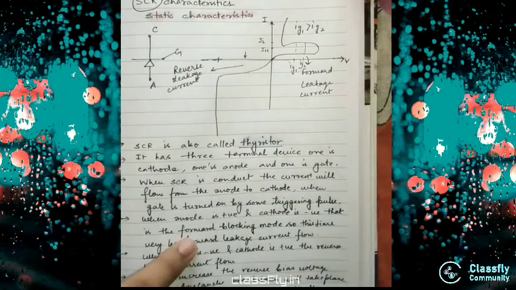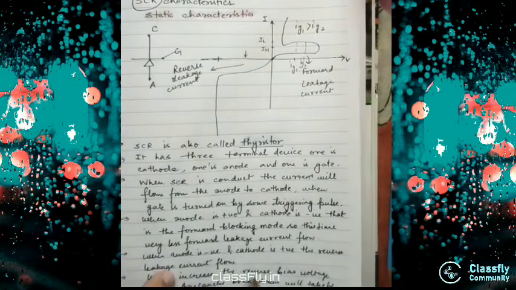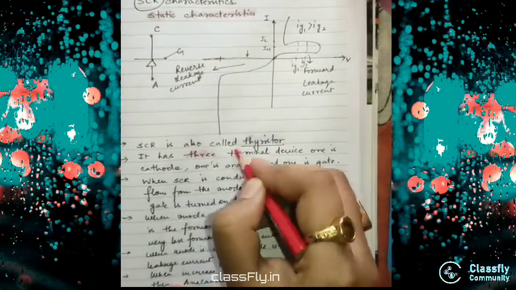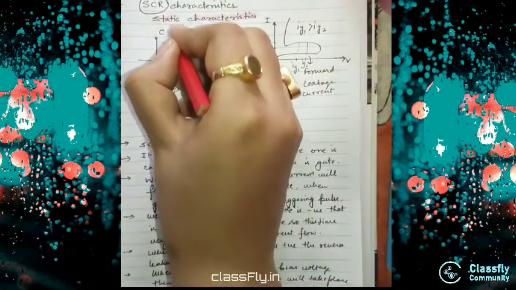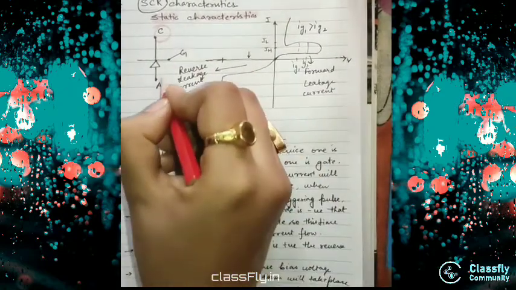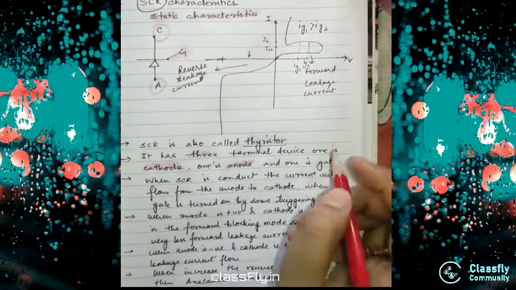Now see, this SCR has three terminals. One of them is your cathode, another is your anode, and the third is your gate.